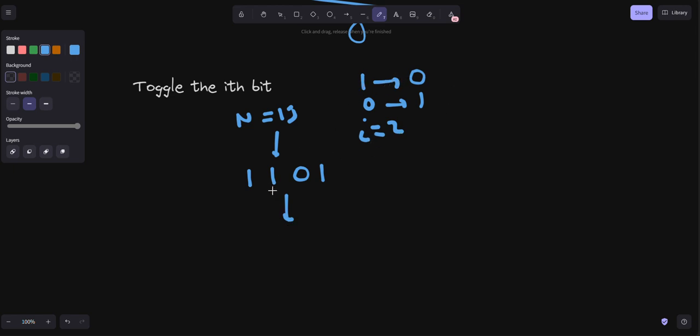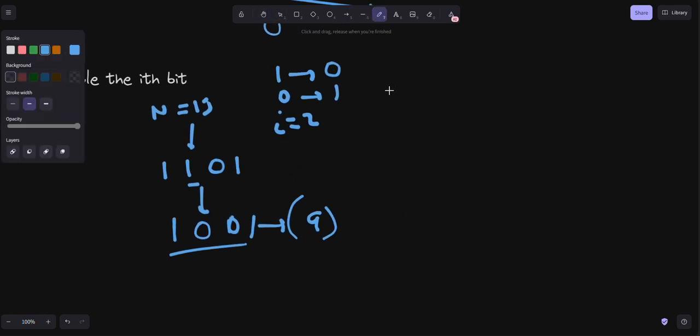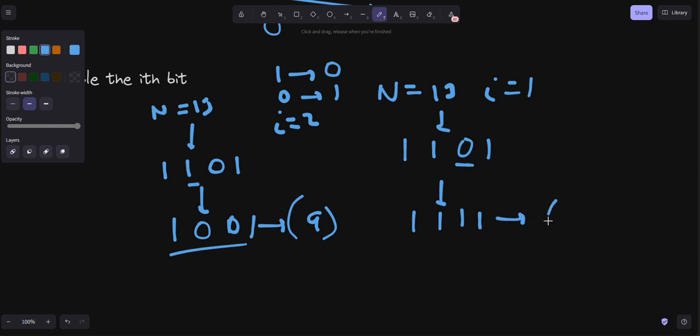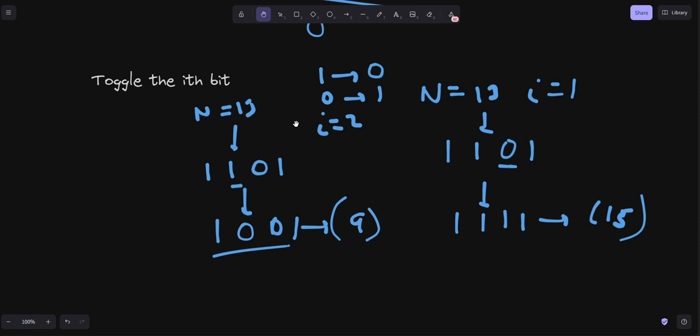If i is equal to 2, you need to reverse this bit. So basically you will need to return this, which is given as 9. How can you toggle this? And even if, let's say, n is given as 13 only, and i is given as 1, how can you toggle this? i is given as 1, which means you need to target this bit. So 1111, you will get 15. So this is what toggling means. Toggle that particular bit. How can you do that? Let's see.